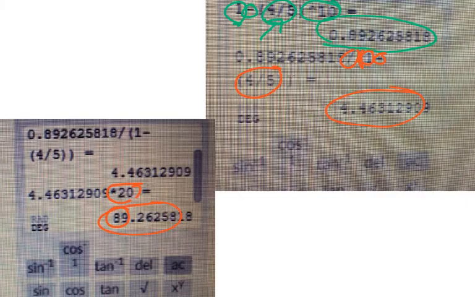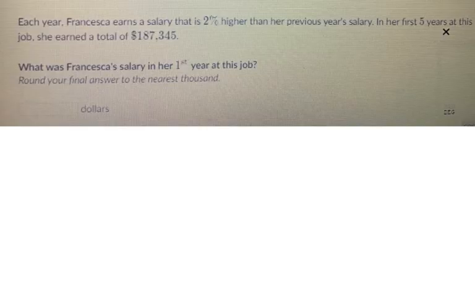Let's do one more, guys. This one's a little different. That's why I want to do one more. This time, Francisca earns a salary 2% higher than her previous year's salary. So it's going up by 2%.